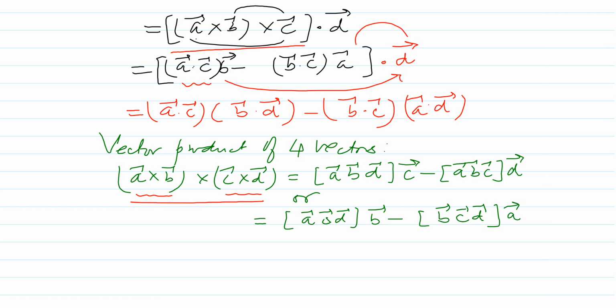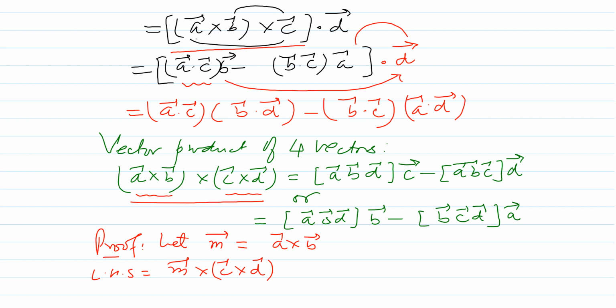Suppose, to get the proof of this one, the vector A cross B is a new vector, say M. Let M is equal to A cross B. Then the left hand side of this result can be written as M cross C cross D, or this can be written as M dot D multiplied by the vector C minus M dot C multiplied by the vector D.